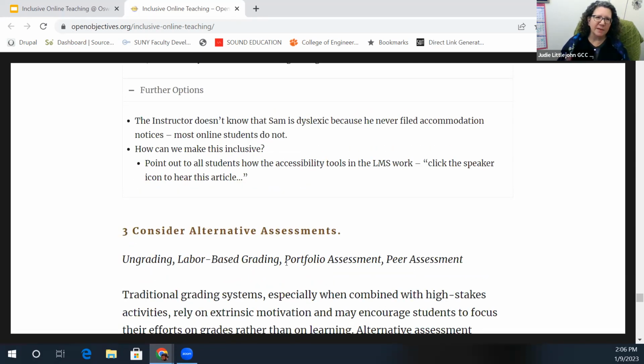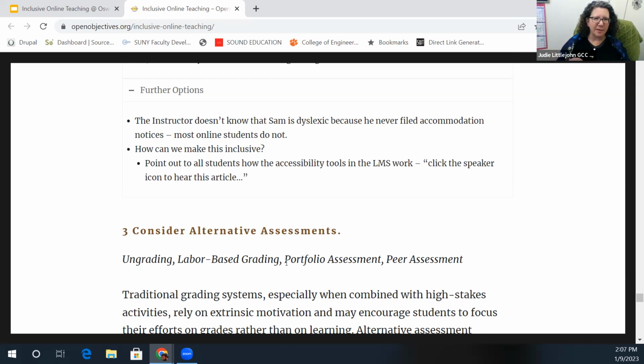But this one, I like this one because we're getting a little bit more insight into Sam. The instructor didn't know that Sam is dyslexic because he never filed accommodation notices. And that's because most online students do not. 65% of students who are in fully online programs who are eligible for accommodations never file them. So we have to operate on the assumption that our students are dyslexic, they are colorblind, they are hard of hearing, and we have to design and work through our courses with this assumption in place.